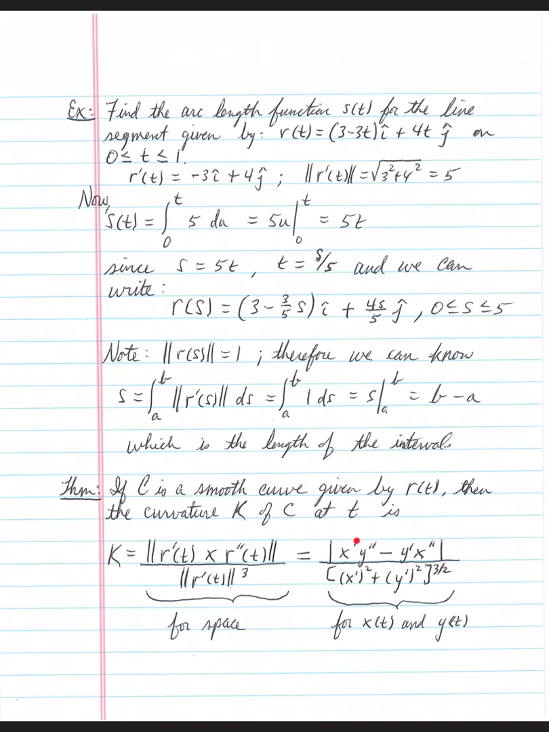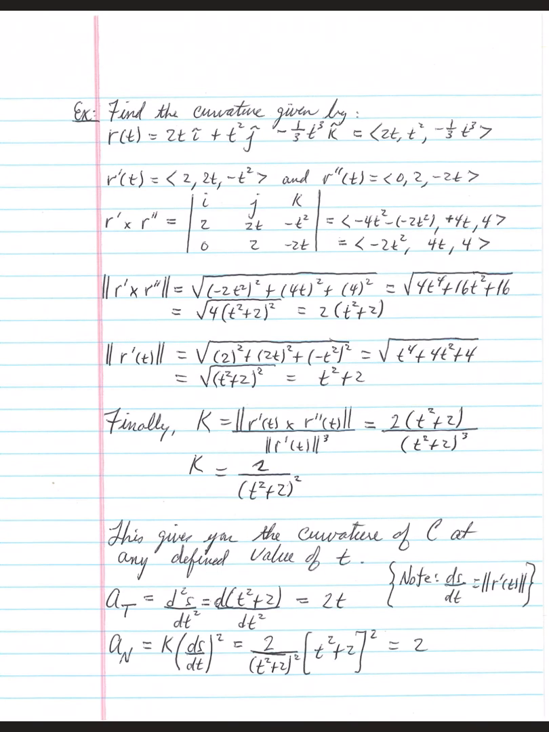It's x prime times y double prime plus y prime times x double prime over, now you have to keep this grouped, x prime squared plus y prime squared all to the 3/2 power. So they are some pretty wicked formulas. Let's look at some examples.